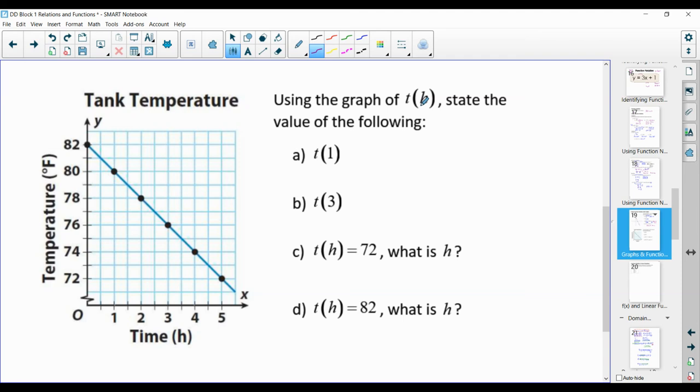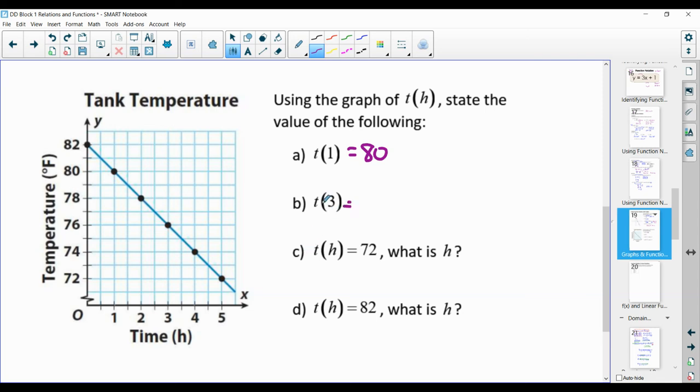Often you'll see that the letters represent the context. In this case, we're dealing with temperature and time. So h is representing time and the t is representing temperature. So temperature as a function of time. So we're asked for the following. So t of 1. So our input is 1. When our input is 1, our output is 80. So t of 1 equals 80.